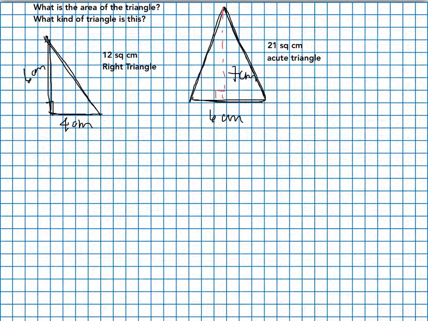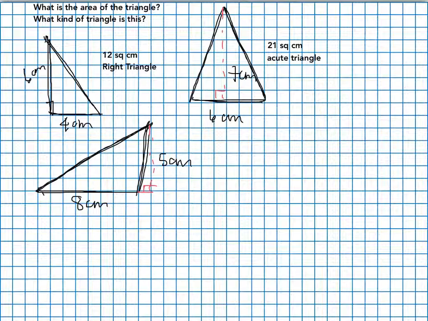And let's look at our next example. So this is 8 centimeters here, and then here you're going to have to go down, and this is 5 centimeters. Again, I'm looking for what is the area of the triangle, and then what kind of triangle is this. Pause the video and solve.